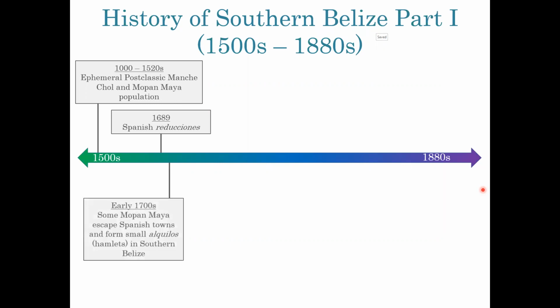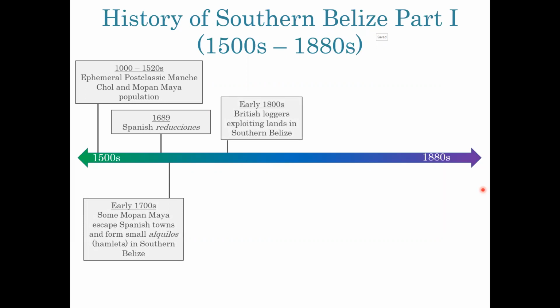However, we know that in the early 1700s, some Mopan Maya escaped from these different Spanish towns and moved back into southern Belize, and they established what became known as a kilo, sort of these small hamlets consisting of family groups of maybe 3 to 5 different families that were dispersed across the landscape and have a very ephemeral archaeological record.